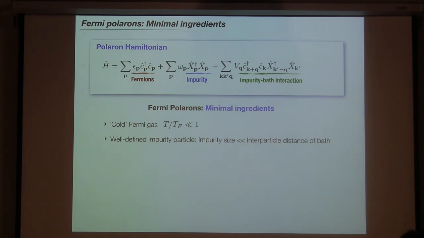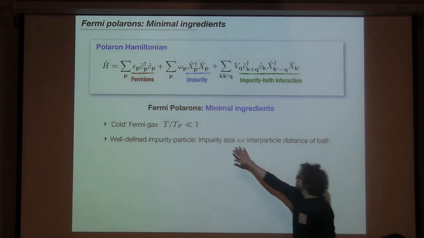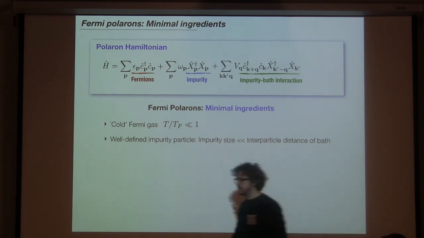Which means that if the interparticle distance in the system is actually smaller than the impurity size, then we just look inside the impurity, and then we definitely don't have a well-defined particle. So the impurity size must be much smaller than the interparticle distance in the bath.